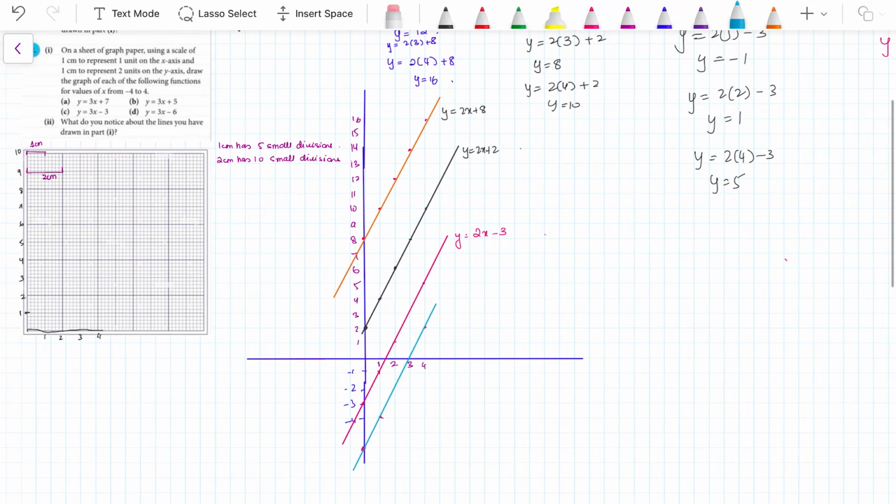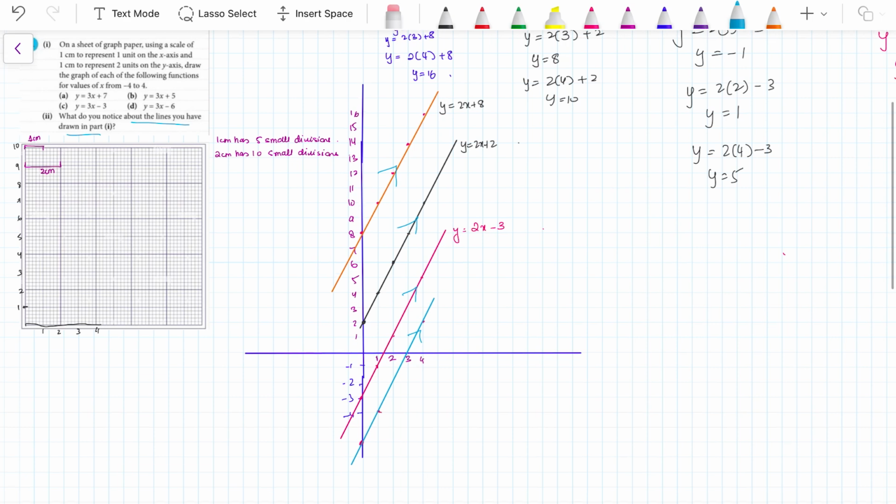Now, let's join all these points with the help of a straight line. Now, the last part says, what do you notice about the lines that you've drawn? They are all parallel to each other.